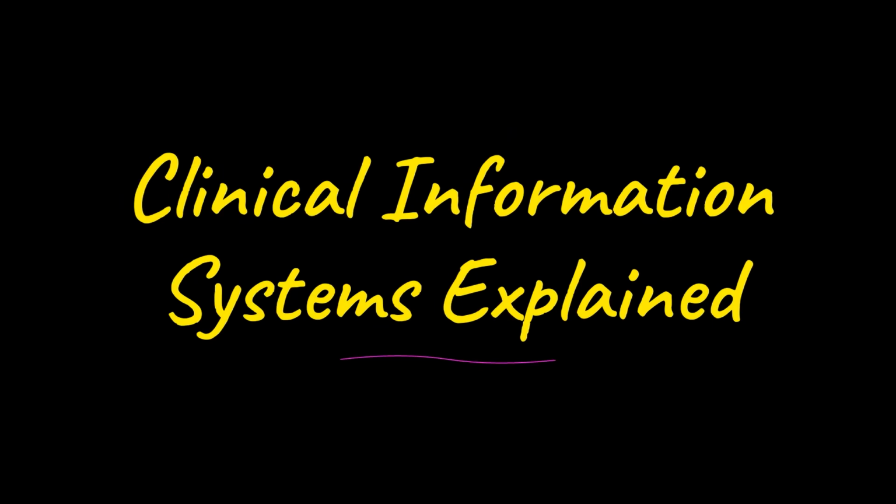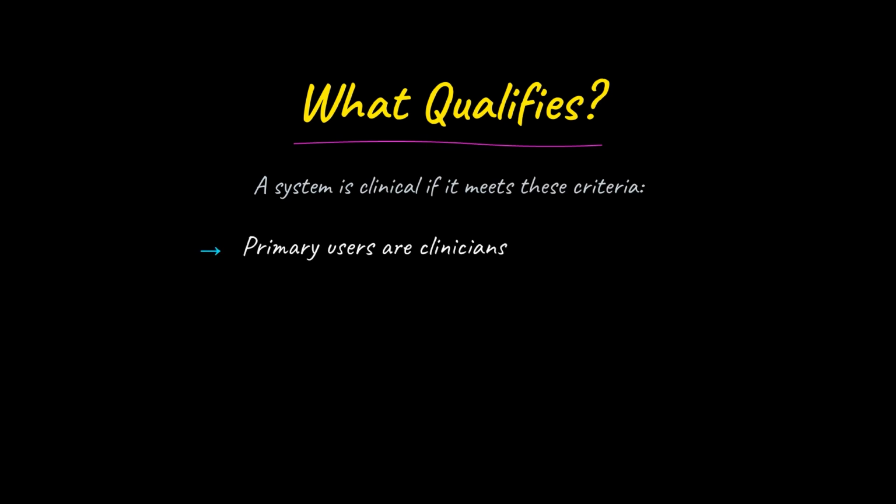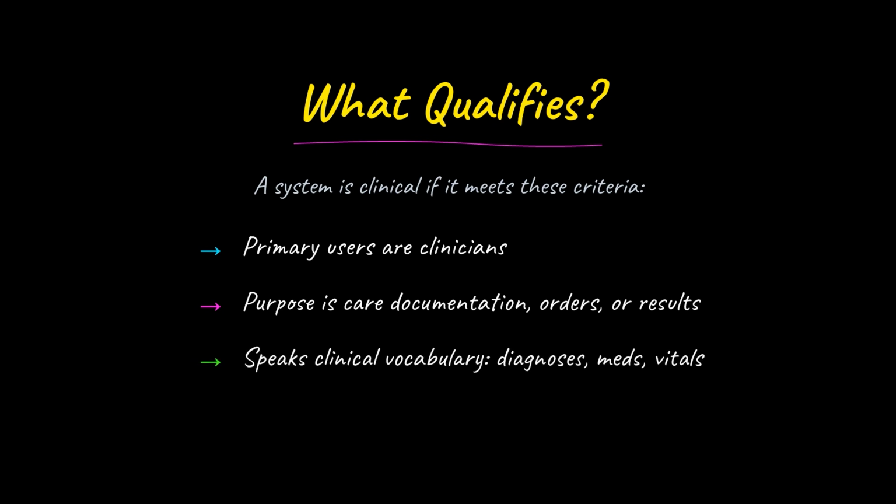Clinical information systems are a category of software defined by their purpose, directly supporting the care of patients. Understanding the category, not just individual products, is what separates a solid answer from a misread on an exam question. Any system whose users are clinicians and whose outputs feed patient care decisions belongs in this category. The vocabulary it uses matters too. Clinical systems speak in diagnoses and medications, not cost centers or billing codes.